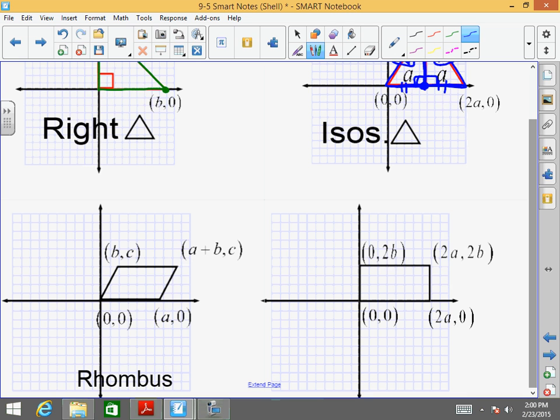Remember that if they're dealing with rhombuses or rhombi, remember that opposite sides are congruent. So if I gave you a situation where I told you, find the perimeter of this rhombus, you do not have to find the distance of all four sides. You just need to find the distance of one side and double it because you know the opposite side is equal. And then find the distance of the other side and double it because you know that opposite sides are equal.